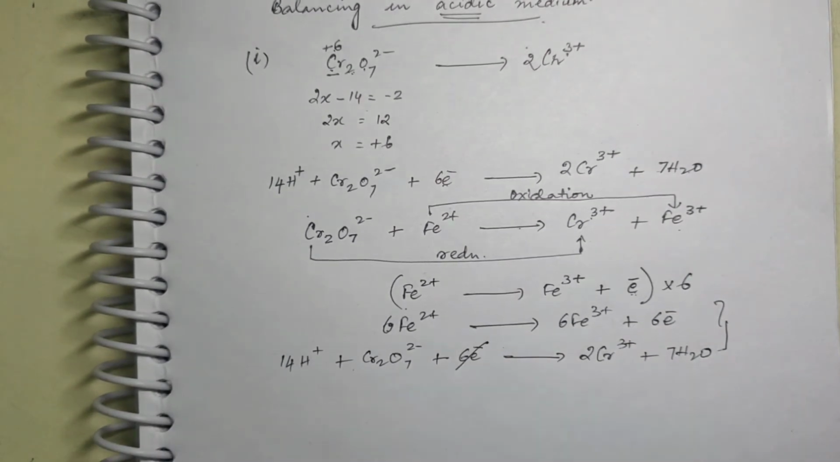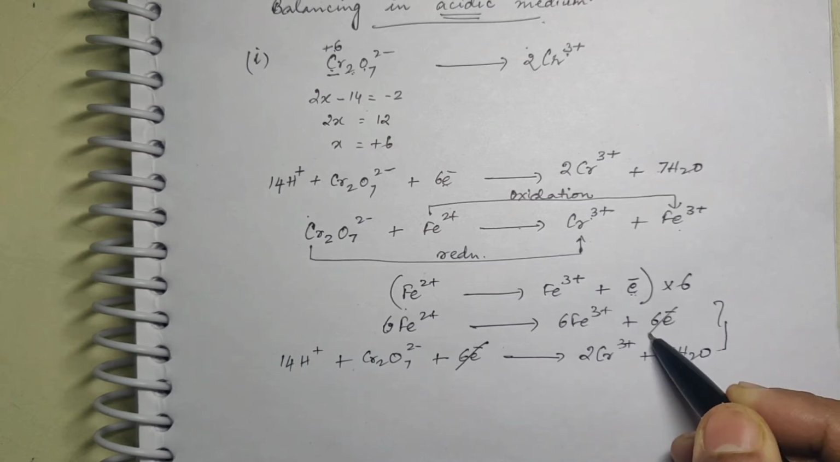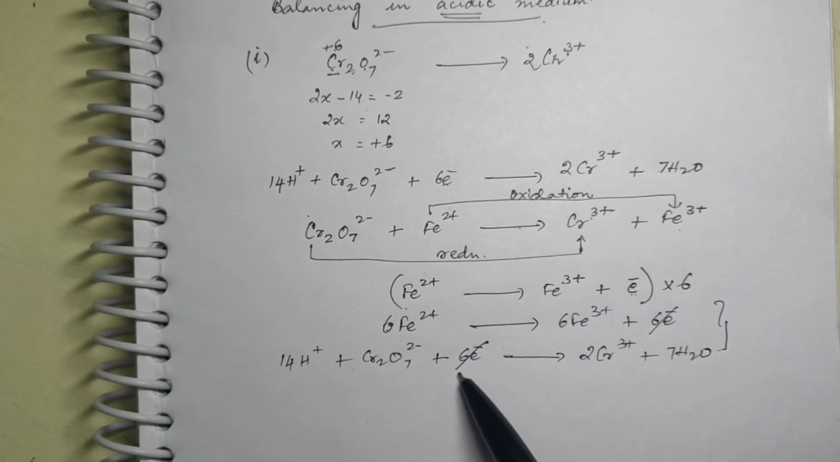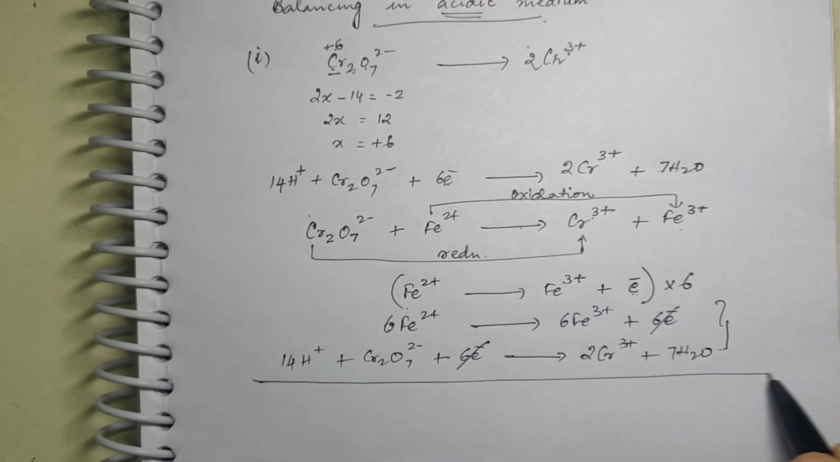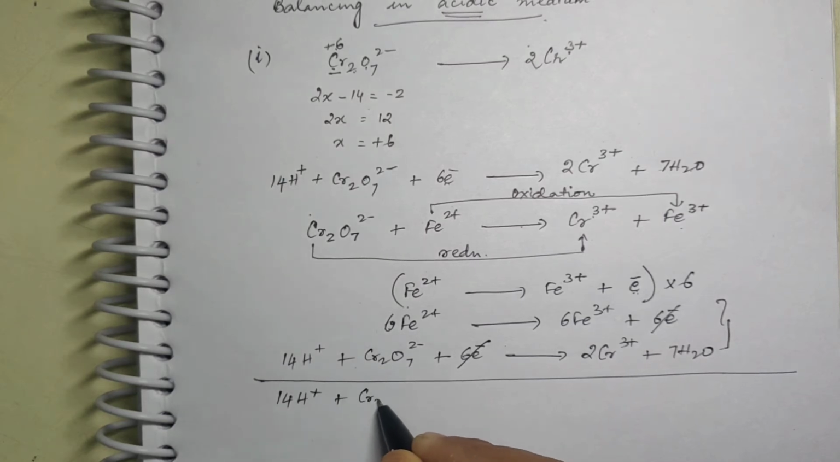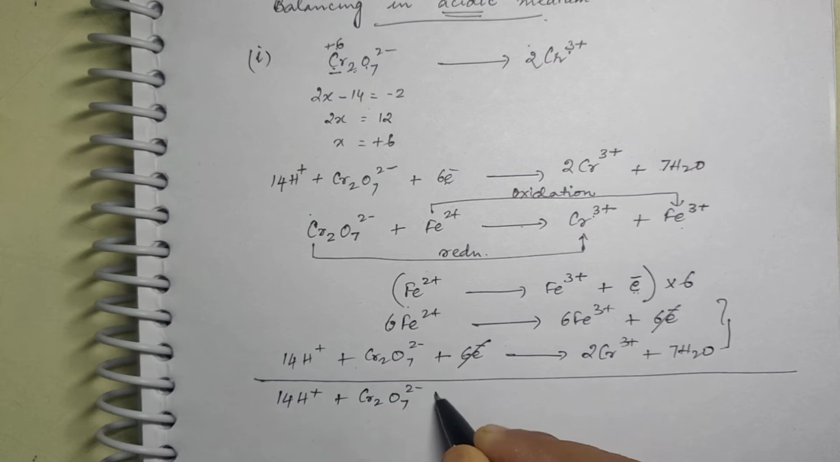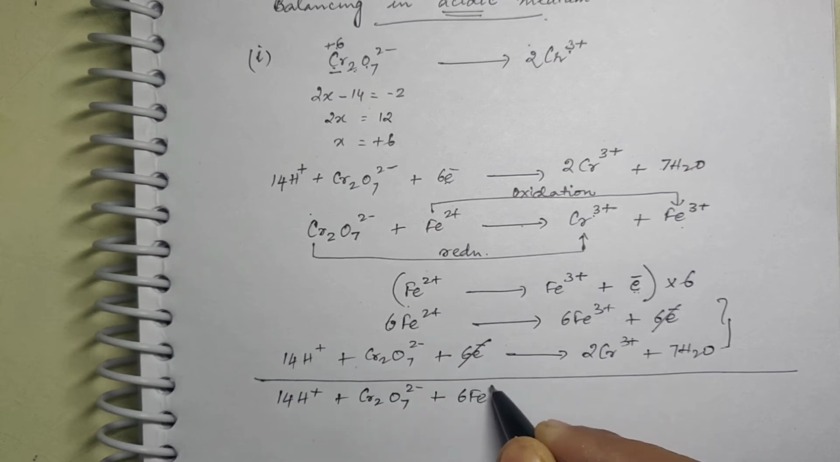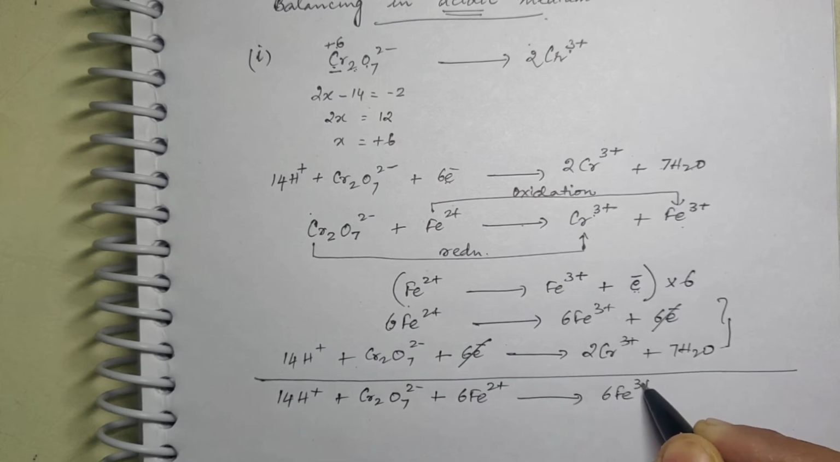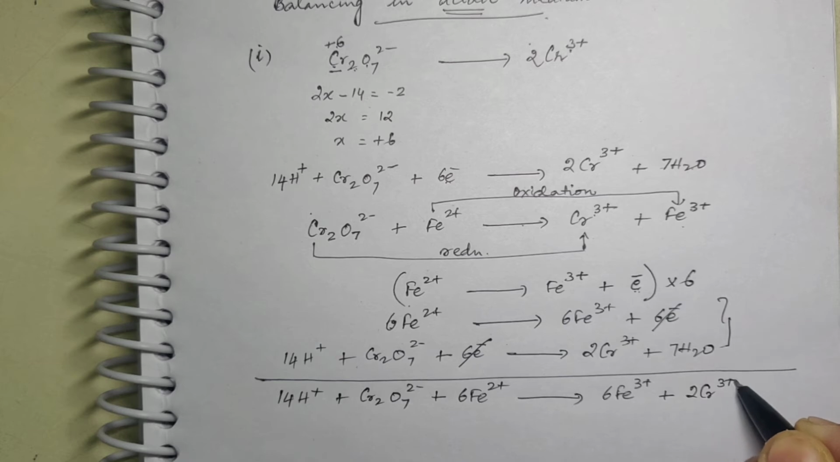6 electrons on the reactant side, 6 electrons on the product side. What is the purpose of multiplying here? To eliminate the electrons when you add. So your final reaction would be 14H+ plus Cr2O7 2- plus 6Fe2+, giving you 6Fe3+ plus 2Cr3+ plus 7H2O.